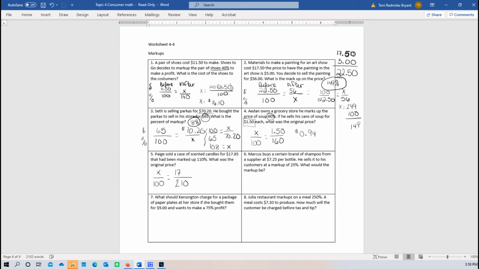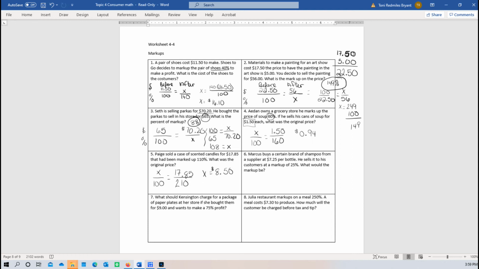All right, and what we're selling it for is $17.85. So go ahead and do that math. You should know how to do it by now. And we're going to get that the original price was $8.50. If you did your math, it probably stopped at $8.5. Remember, all you have to do to make it money is add that zero at the end.